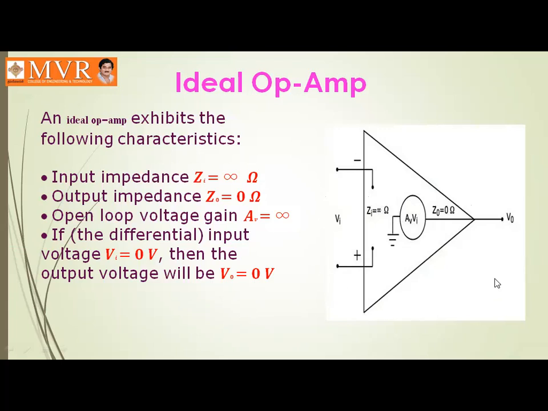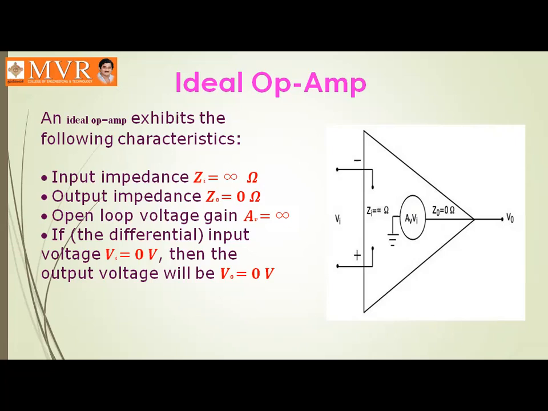So how these characters will be for an ideal op-amp? So ideal means it is not existing practically. That means we are assuming that must be 100% perfect. So if we consider it as an ideal, then the input impedance of an operational amplifier must be infinity, such that the op-amp terminals does not draw any current. That means infinity means op-amp terminals is not allowed to draw any current.